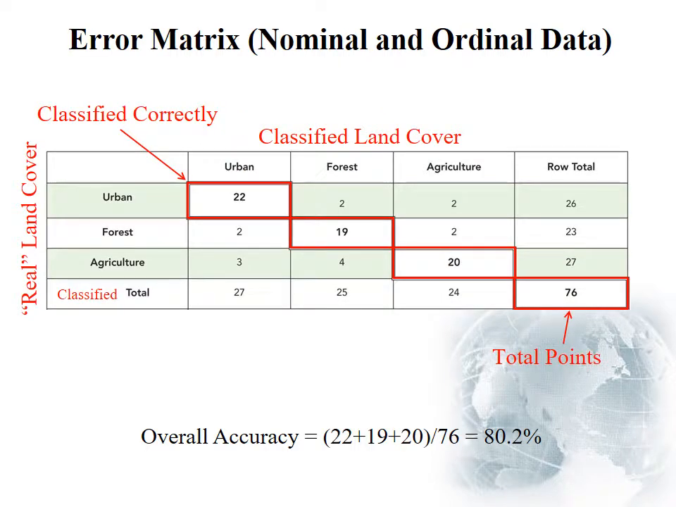Drawing upon satellite image analysis, here's an example of a simple land cover classification. Taking a satellite image, imagine that we're only interested in 3 land cover types: urban, forest, and agriculture. And the error matrix tells us something about how accurate our work is.